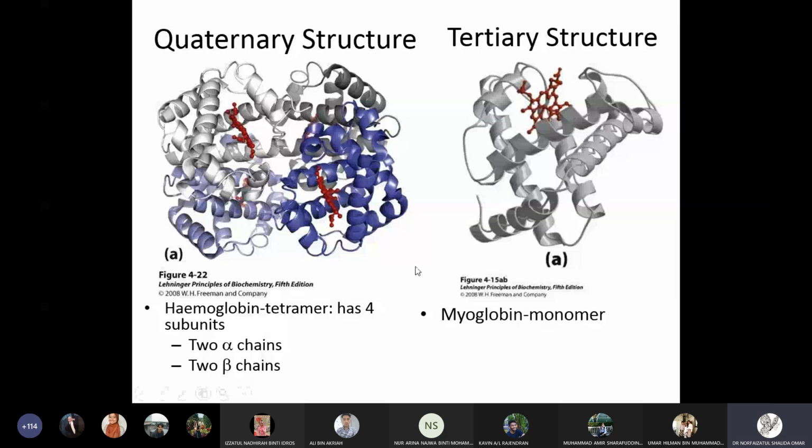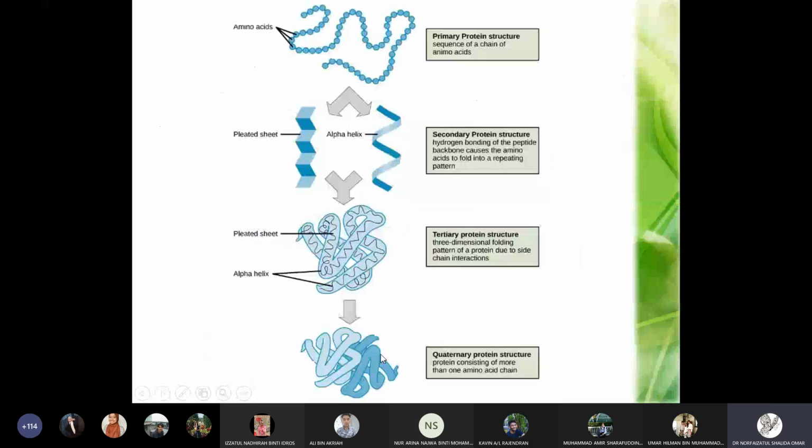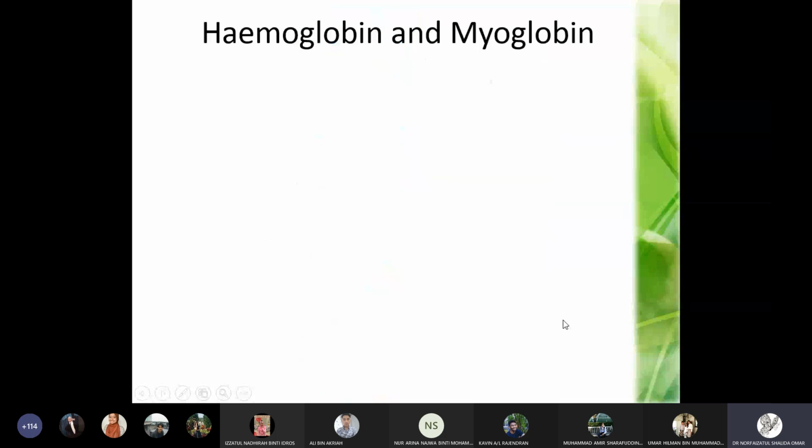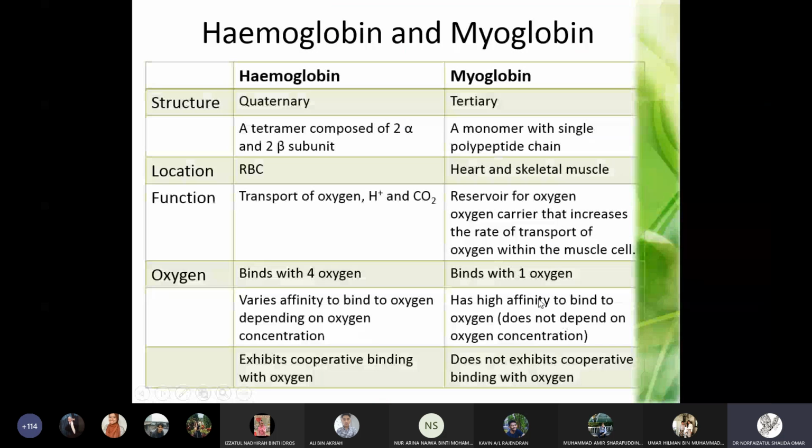Okay. So in general, these are the differences between all these structures. You have the primary, this is the secondary, okay, mainly the alpha and beta. Then the tertiary protein is three-dimensional folding, and then the quaternary is made up of two or more polypeptides. Okay, so I think that one is just simple. So this is the difference between hemoglobin and myoglobin, quaternary and tertiary structure, like I mentioned just now.